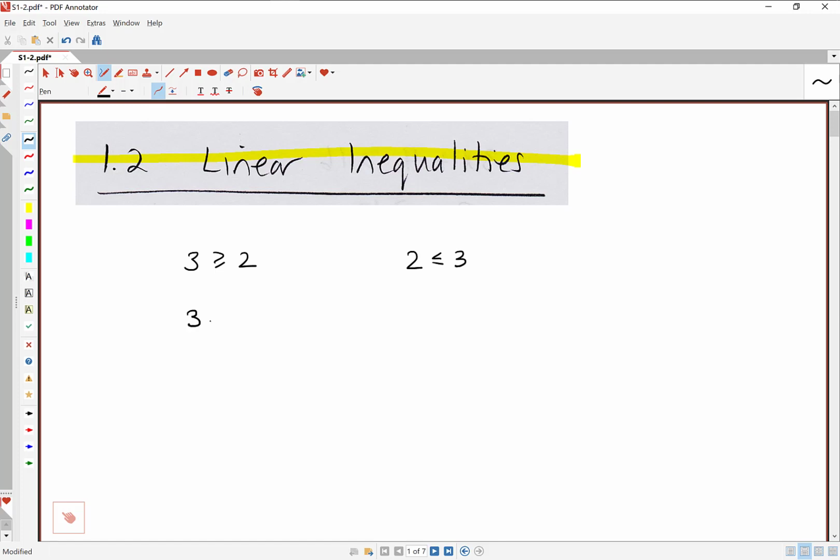You could say 3 is greater than or equal to 3 because this little line under the inequality allows the two numbers to be equal. So similarly, you could say 3 is less than or equal to 3. -1 is greater than or equal to -2 because -1 is a less negative number, so it's bigger than -2. If we write this the other way, -2 is less than or equal to -1.